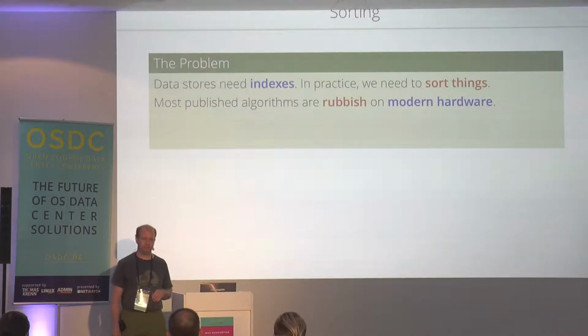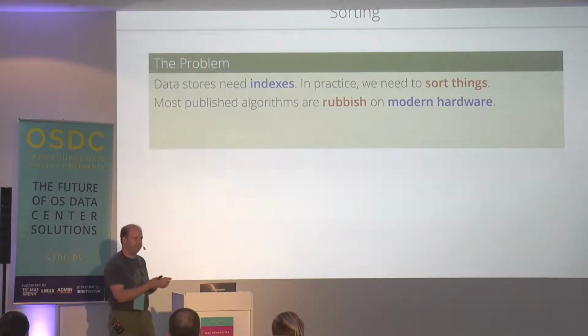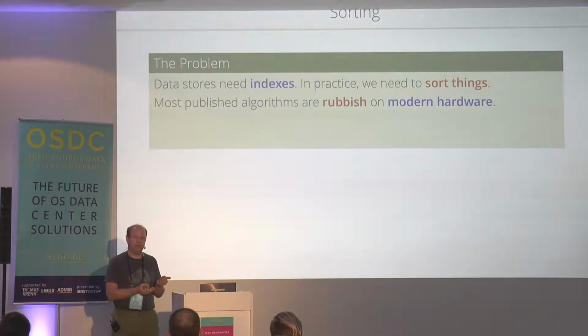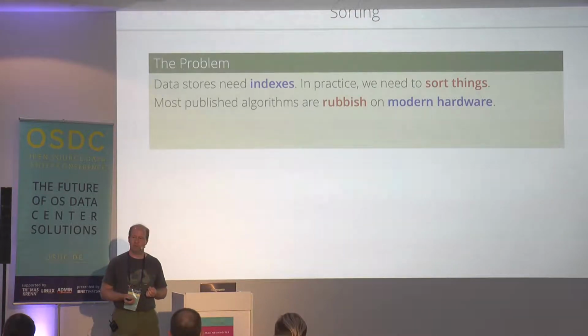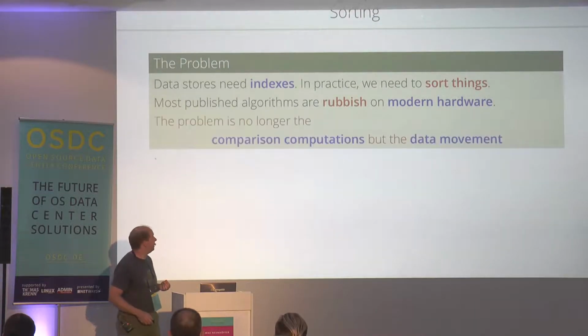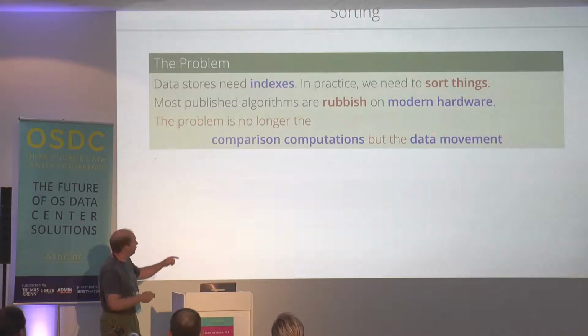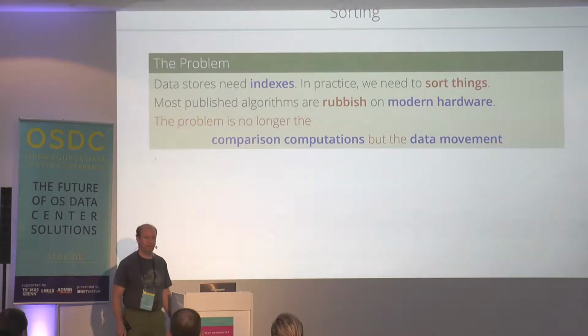Why is that? Well, what did people do when they analyzed these algorithms? They counted comparisons. They said, how many times do you have to compare two things and maybe swap them to get the whole thing sorted? That was interesting at the time when comparisons were the most expensive thing in sorting. Nowadays it isn't, because nowadays the expensive thing is data movement.